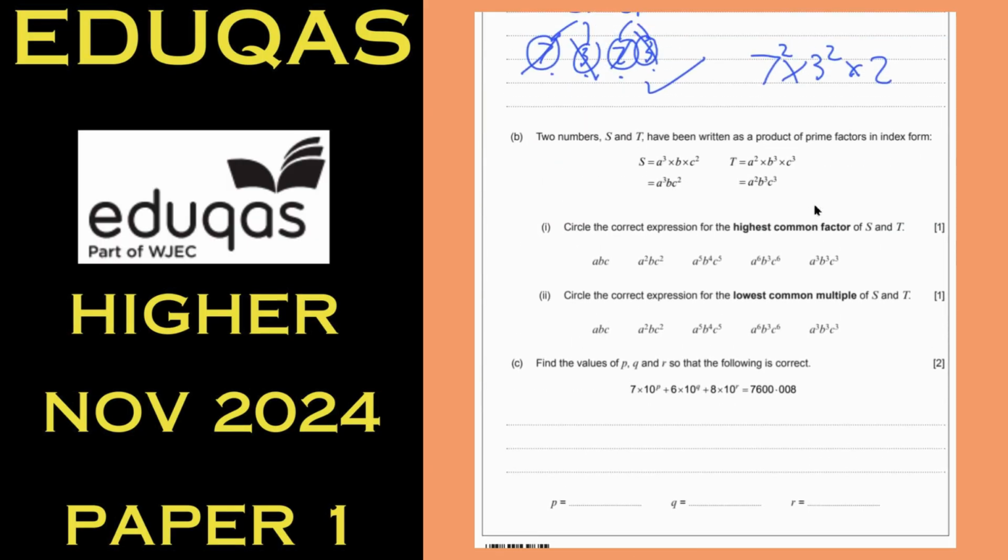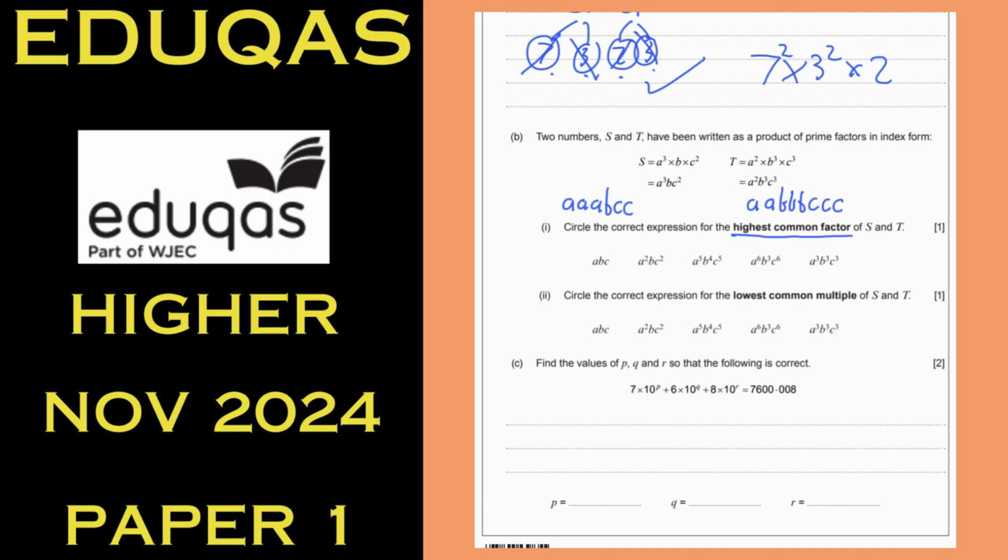On to part B. Quite a weird algebra, highest common factor, etc. question. For me, I'm going to rewrite S as a list. We've got A times A times A times B times C times C. The number T is A times A, B, B, B, C, C, C.